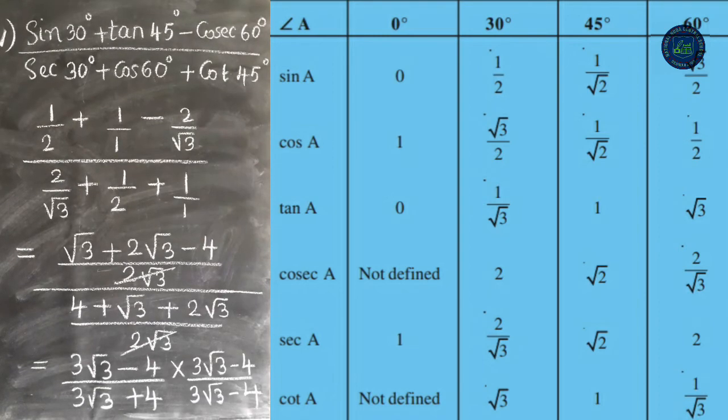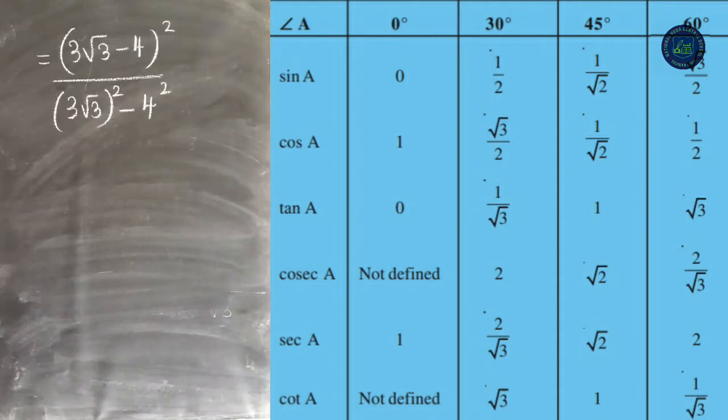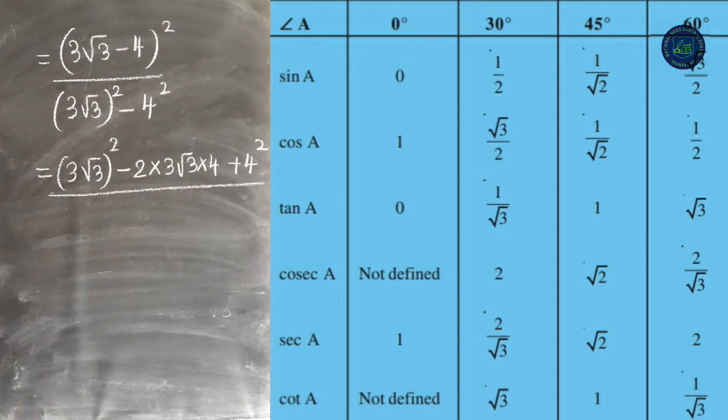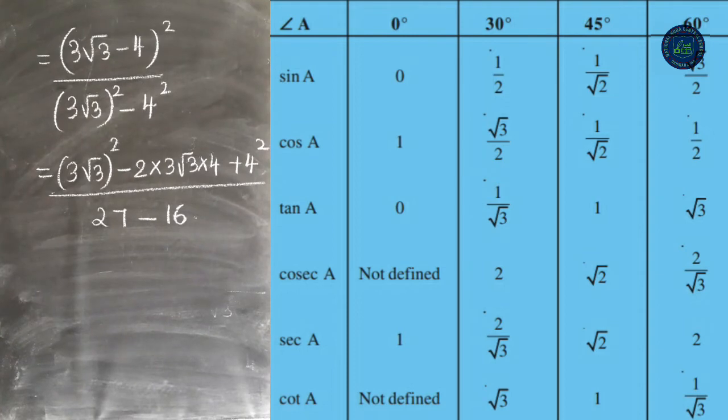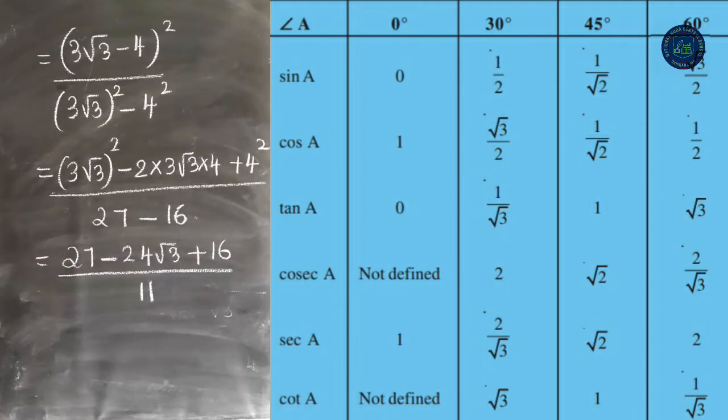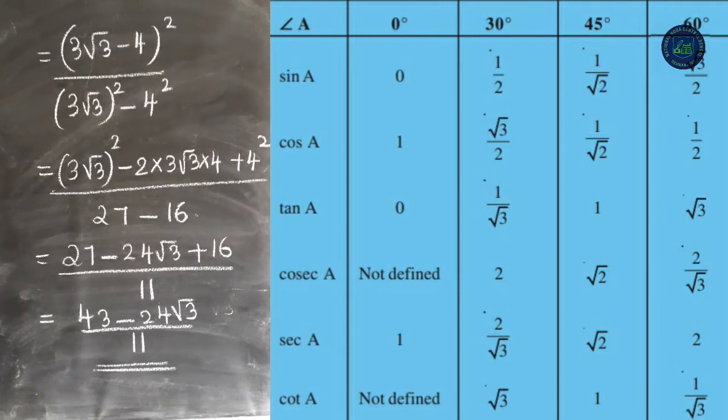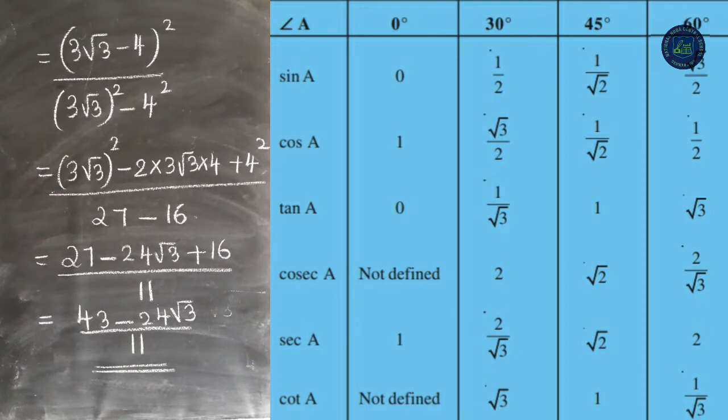Again, you have to rationalize with the conjugate. So it becomes 3 root 3 minus 4 divided by 3 root 3 minus 4. So if you multiply, the numerator is in the form of 3 root 3 minus 4 the whole square, and the denominator is in the form a plus b into a minus b. Therefore, it becomes 3 root 3 whole square minus 4 square. Expand using a minus b whole square. So you will get 27 minus 24 root 3 plus 16 divided by 11. So the final answer is 43 minus 24 root 3 divided by 11.